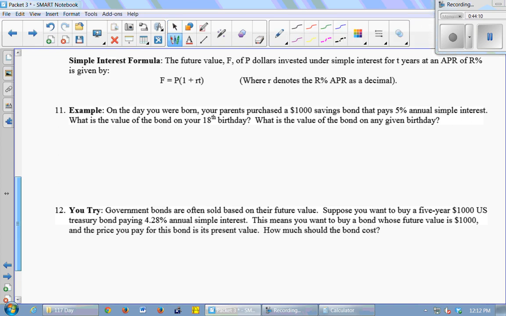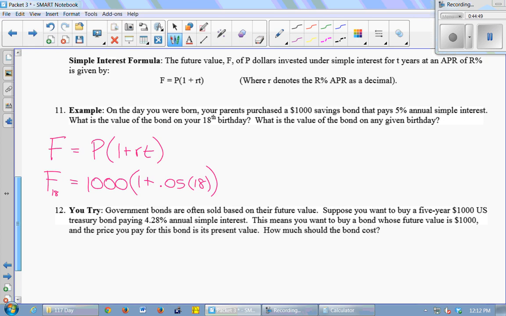Okay. So for the future value of this bond, I'm just going to use this formula. I'm going to write it down, P times (1 plus rT). I'm going to put a little F sub 18 here to represent the future value 18 years from now. So my initial investment, my P or present value, is $1,000, times 1 plus, what is the APR on this? 5%. As a decimal, that would be 0.05. So 0.05 times T, which in this case is 18 years.